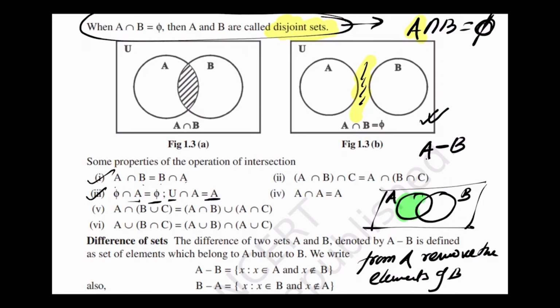So just the common part we have removed. So that is A minus B. Now if somebody says, sir, you defined A minus B, what about B minus A, sir? Same thing. From B remove all the parts of A. Correct. Nothing more than that is there.